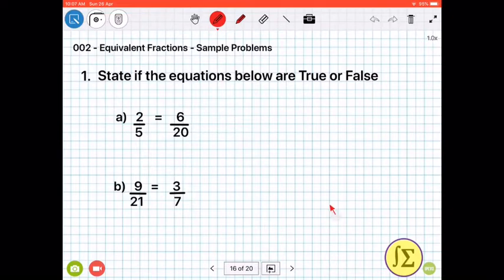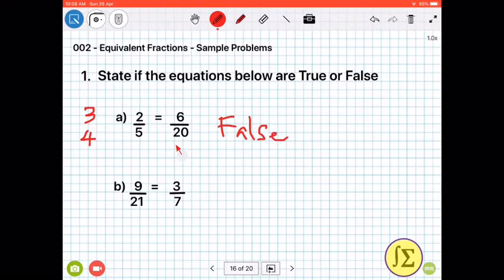Okay, let's do the first one, which is this one. So 6 divided by 2, you get 3. 20 divided by 5, you get 4. You can see that you end up with different numbers, 3 and 4. That means 2 over 5 is not equal to 6 over 20. So the answer to this is false.